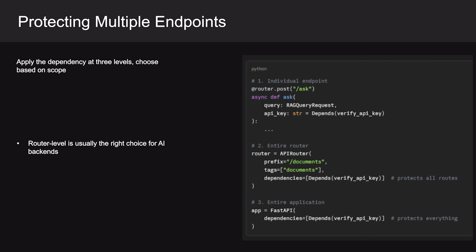FastAPI gives you 3 places to apply the verify_API_key dependency. First, individual endpoints. Add it as a parameter to one specific function. Good when only some endpoints need protection.